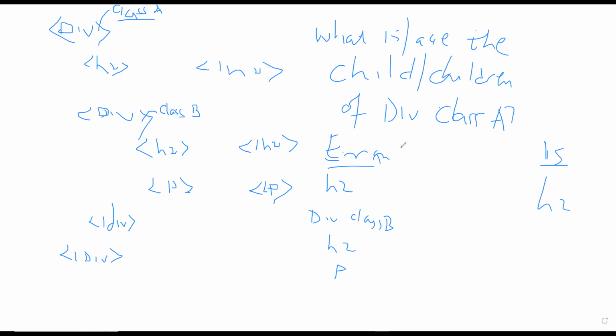Mary, answer the question. Mary is not available. David. No, not David. Favor. Sir, can you answer the question? Okay. It has two children, the first H2 tag and the class B div. Did you hear me, sir? I've written it down already. I heard you. Is that all? Yes, sir. Okay.